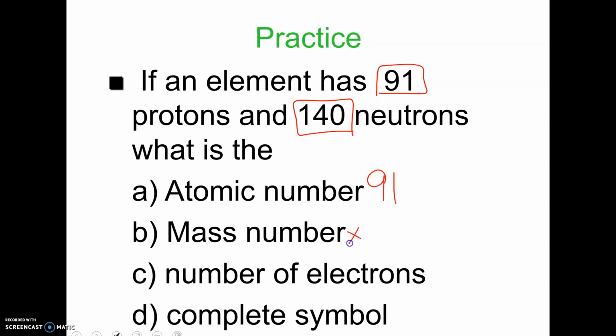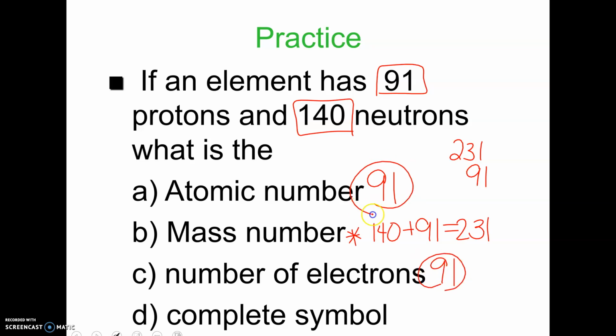Now, careful. Some people in class mess this one up. The mass number is not 140, right? It has 140 neutrons plus 91 protons. So you have to add those together. And that's going to give us 231, right? Yes, 231. So that's going to be our mass number. So we're going to do this 91, 231 up here. Number of electrons we're going to assume also is 91 because it's going to be the same as the atomic number, or the number of protons.